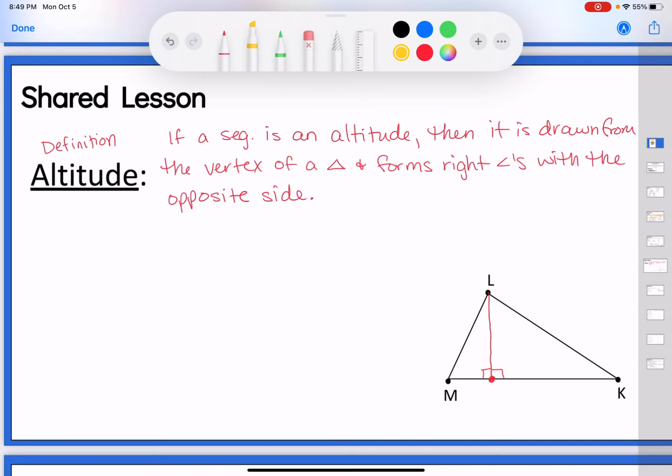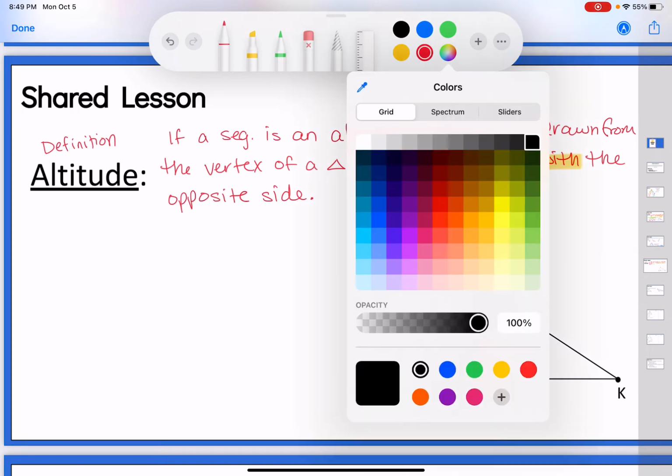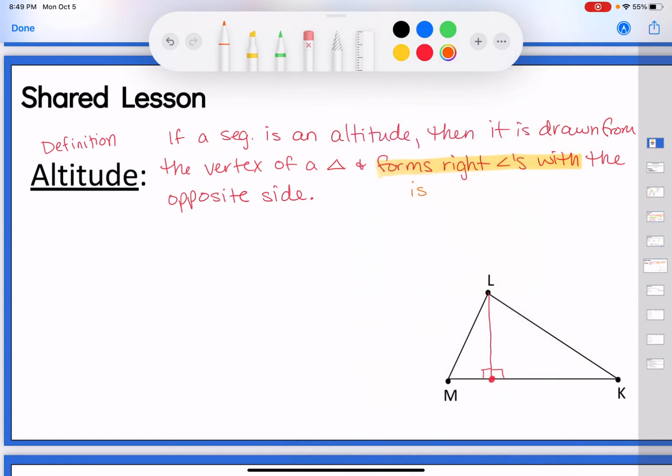Now, another way to say forms right angles with would be to say is perpendicular to, right? And is perpendicular to the opposite side. That can be swapped out here. But we more often see the words right angles than we do perpendicular. So the way that I wrote it originally is the most common way that you will use it in a proof. But perpendicular is another way to say the same thing. So you could swap that out.